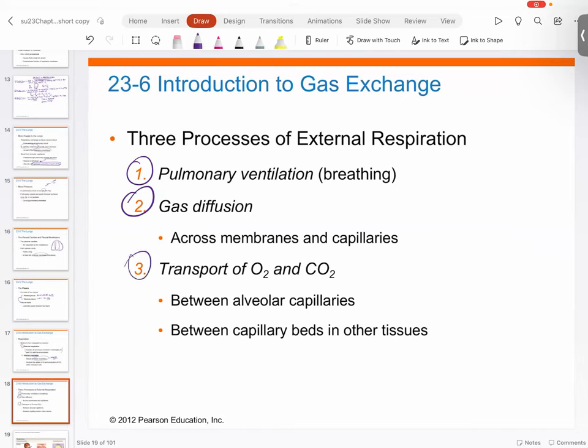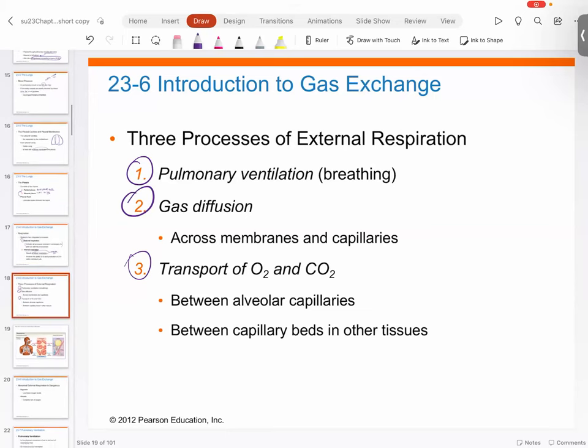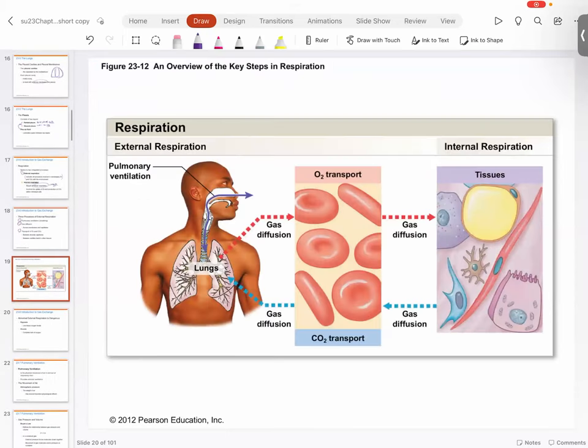That means the blood has got to get to the heart in order to be able to take all of this to the tissues. And basically, it's kind of a big circle. Okay. And so you have to have those three components for your external respiration. This is kind of what it looks like in pictures. You can see you have your breathing, your gas diffusion into the blood, which transports it to the tissues. Who uses it?